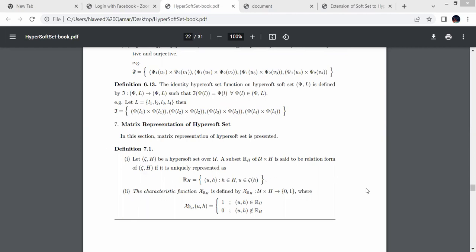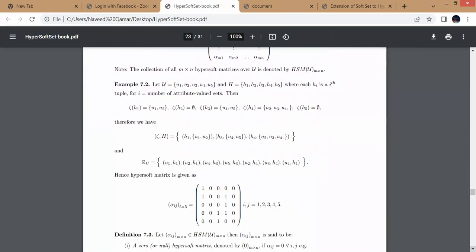So here, first of all, we simply write the definition. If our element belongs to the relation, then our answer will be 1, and if the elements of the hypersoft set do not belong to the hypersoft set relation, then the answer will be 0. So if I form a matrix, this is the matrix form. If I write an example, this is the universal set U1 to U5. This is H1 to H5, where each Hi is the ith tuple of attribute values. Then H1 includes two elements U1, U2, and then H2, H3, H4, and H5.